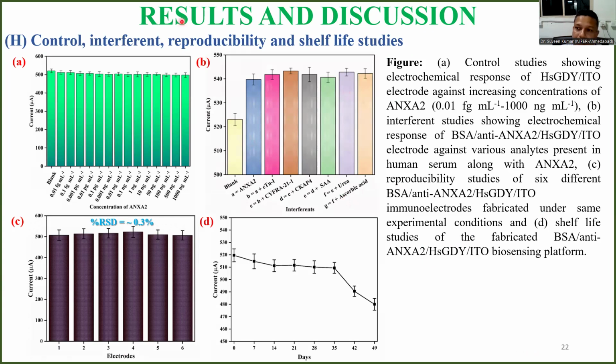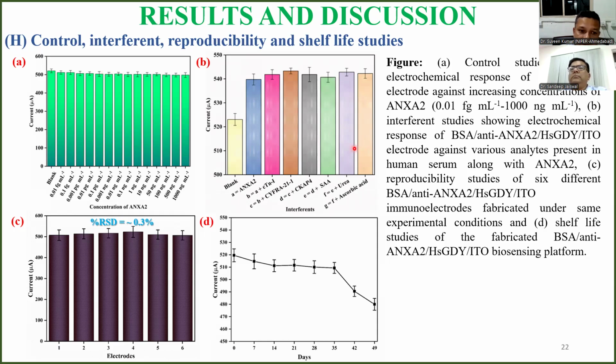Here we have represented our results obtained through cyclic voltammetry. On the basis of the control study, we can see there is negligible change in the percentage RSD of the peak current. So it indicates that our electrode shows an electrochemical response against antigen A2. This is due to binding of the antigen with our bioreceptor molecule.